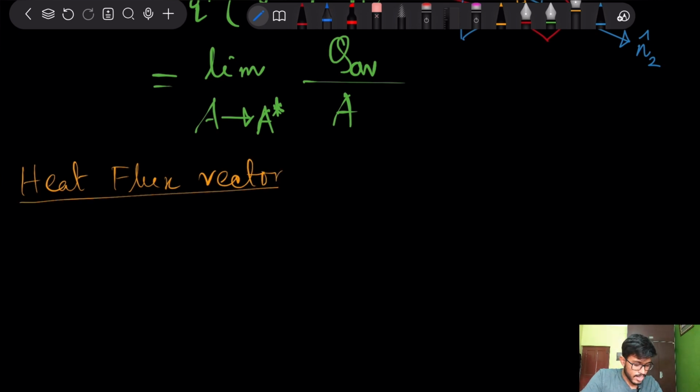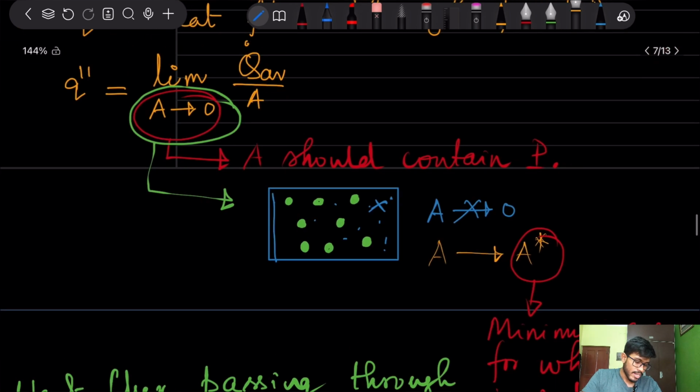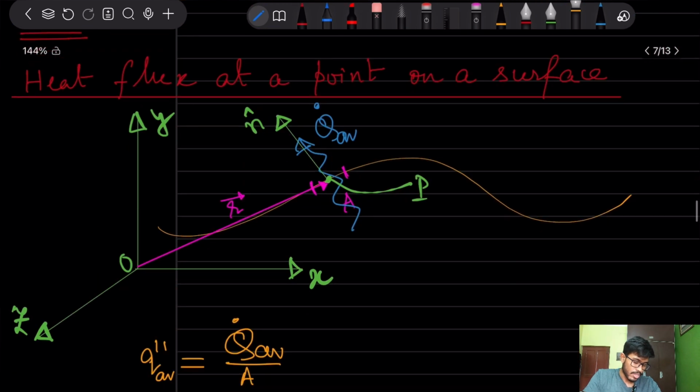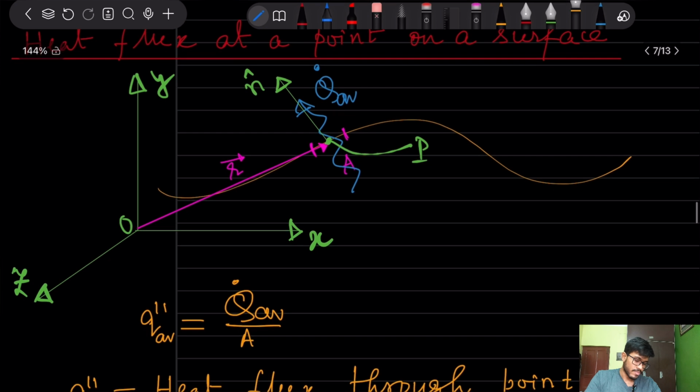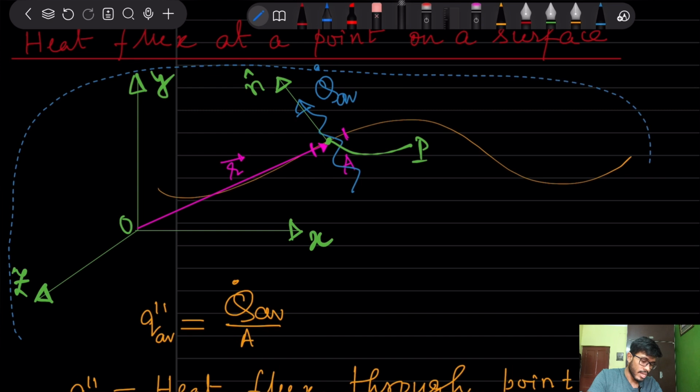Okay, so now let me introduce another concept, the concept of heat flux vector. The heat flux vector is denoted by q arrow, just like any other vector. And again I will need this diagram actually, so let me copy this diagram.